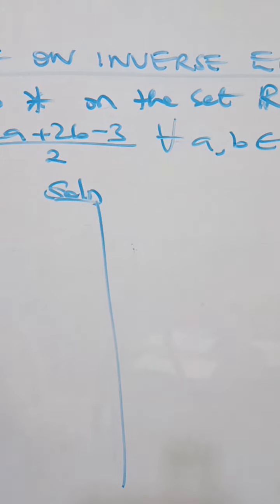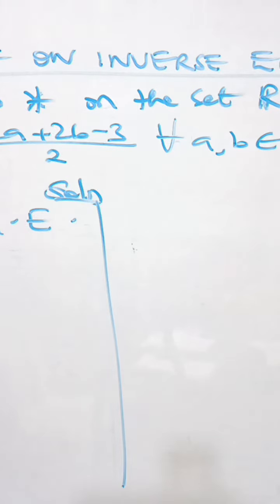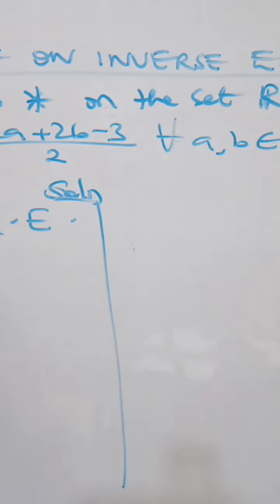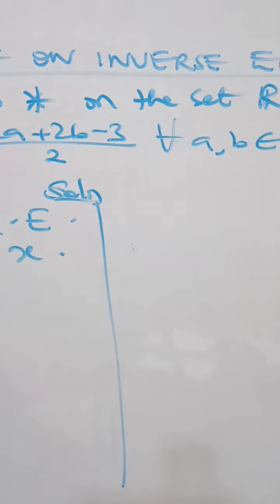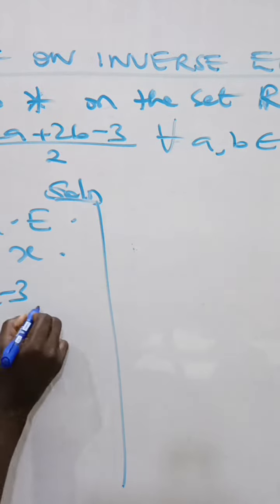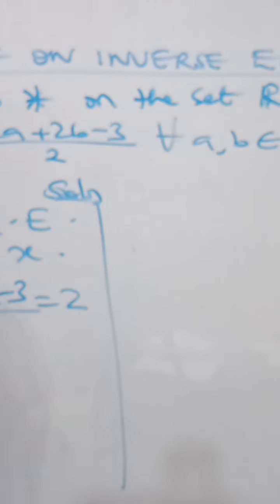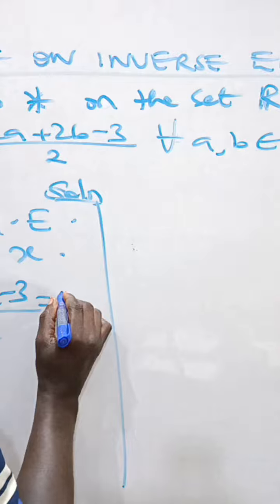element. We can say that let e be the identity element, so that x asterisk e is equal to e asterisk x, and it must give us x. So in this case now, if we look at the relation, x asterisk e will be equal to (2x plus 2e minus 3) all over 2, which must give us x.